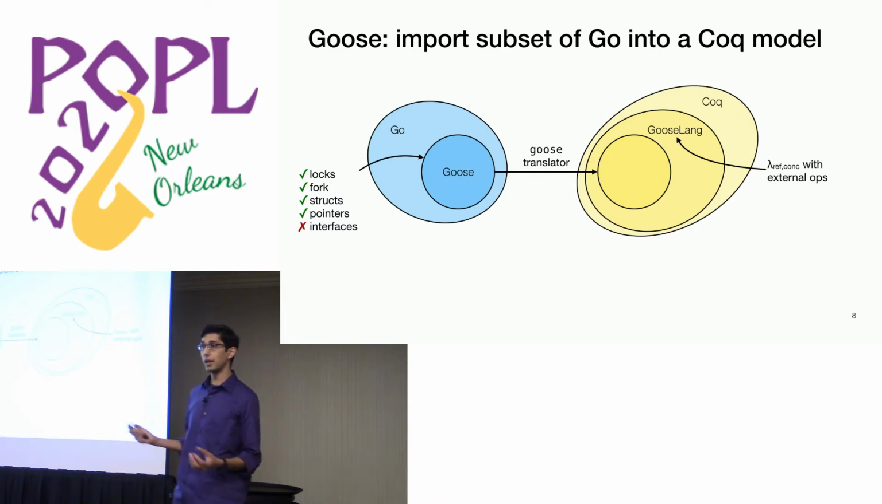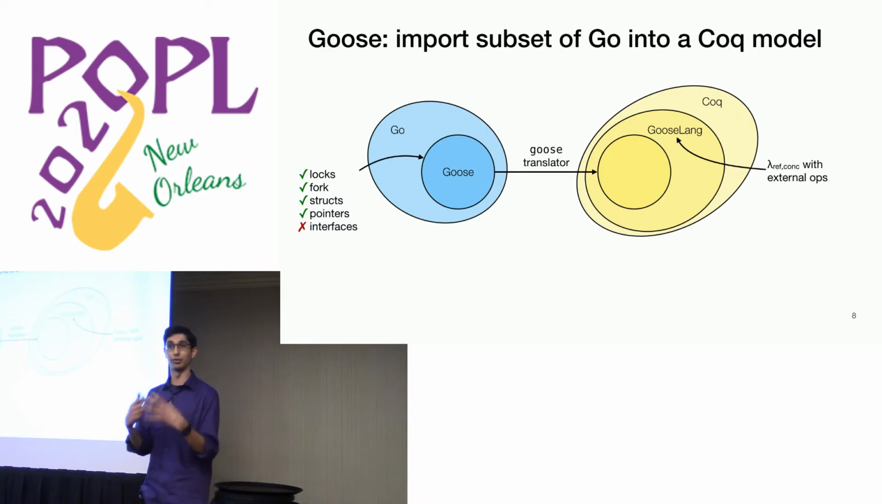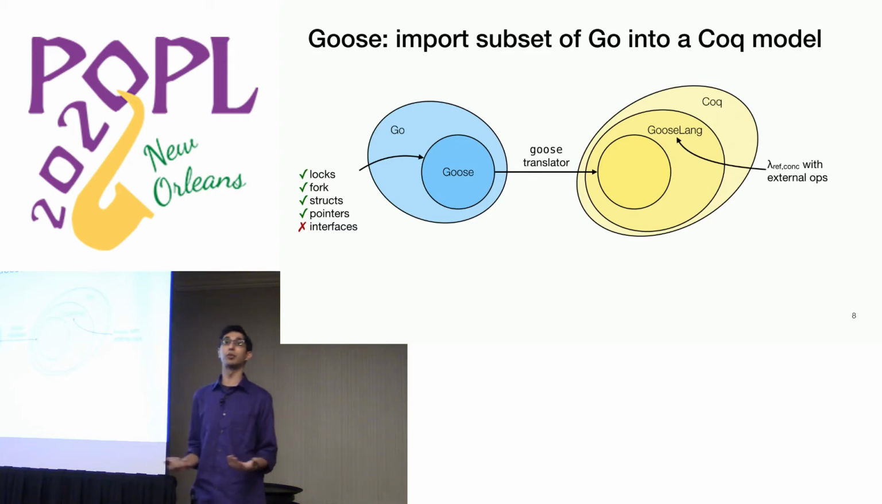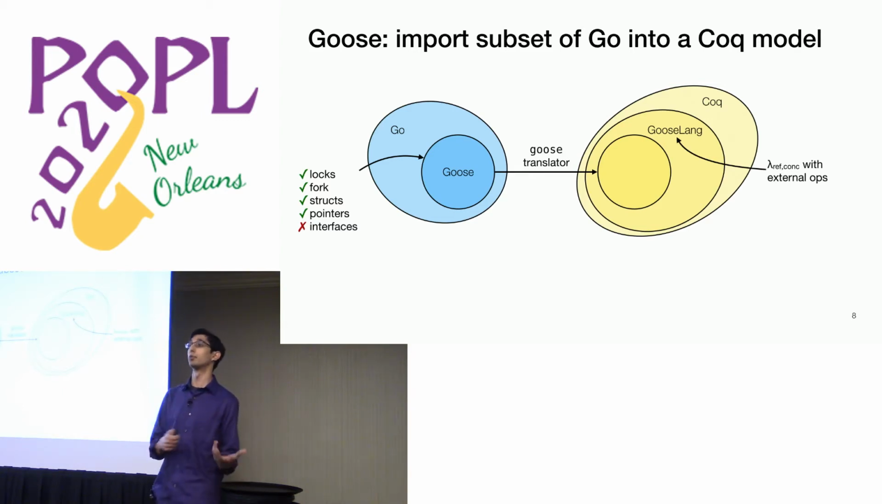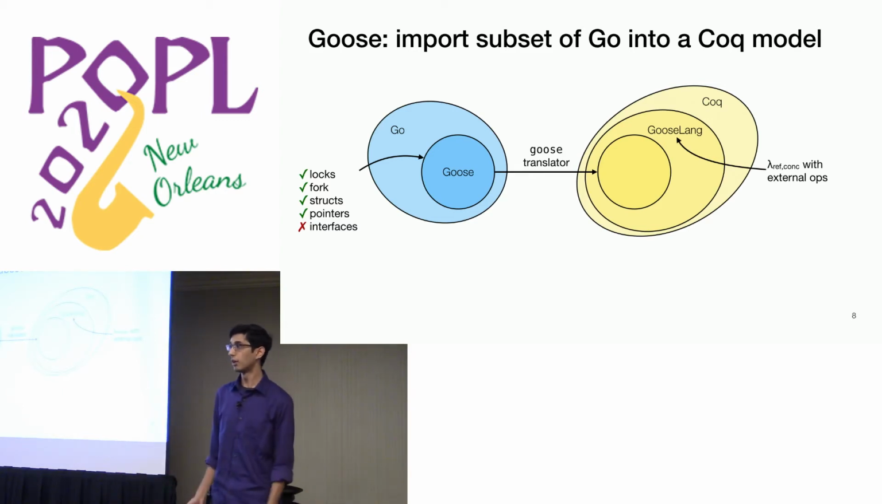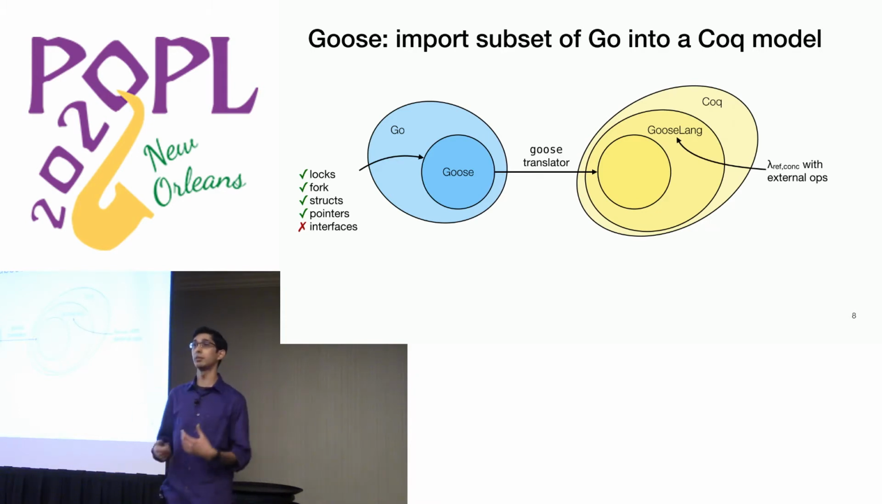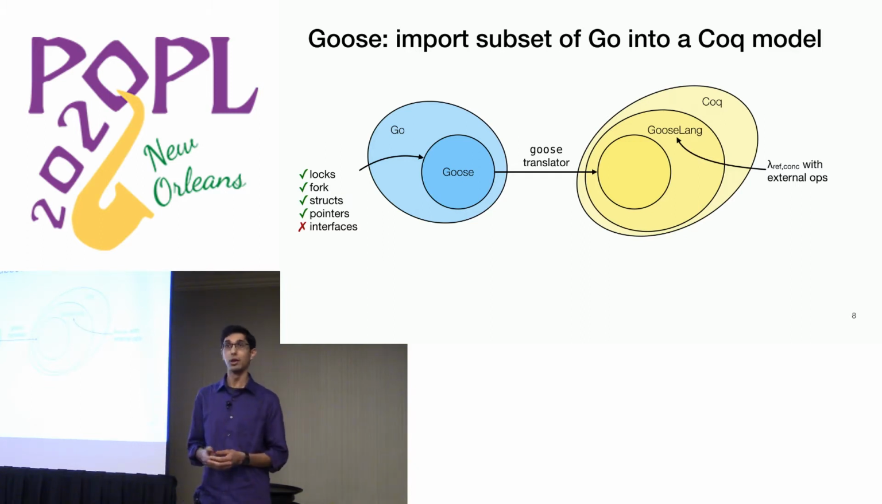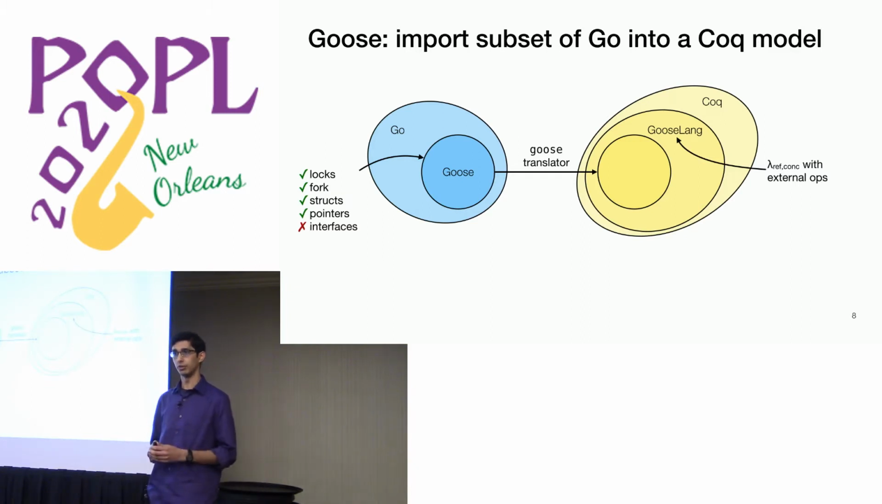Okay, and I've also drawn a smaller box inside GooseLang, which is the target of the translator. This is because GooseLang has features which are not accessible from Go. It's a more general language. This is handy because it means that we can gradually support more and more features of Go by using the extra functionality of GooseLang without making drastic modifications.